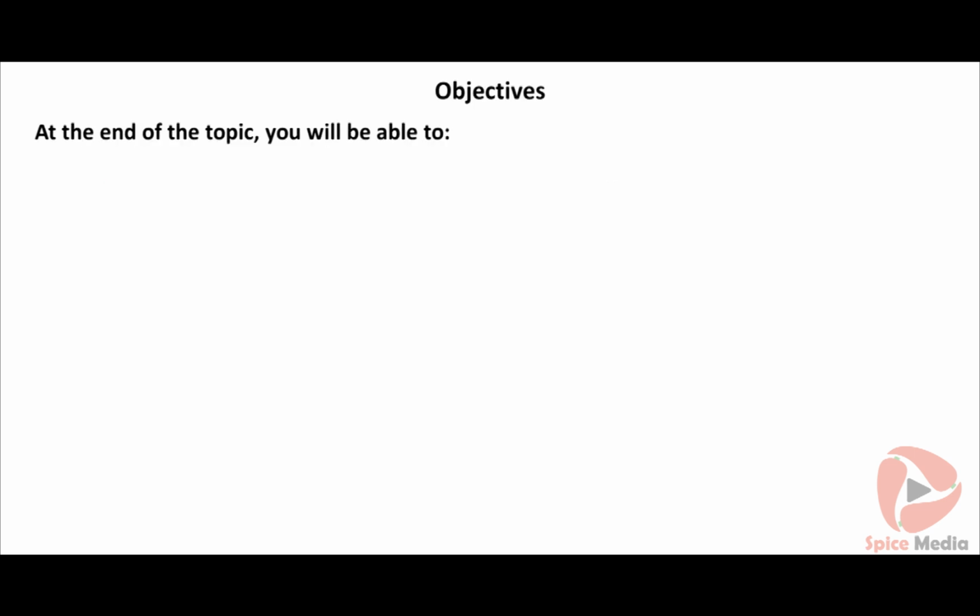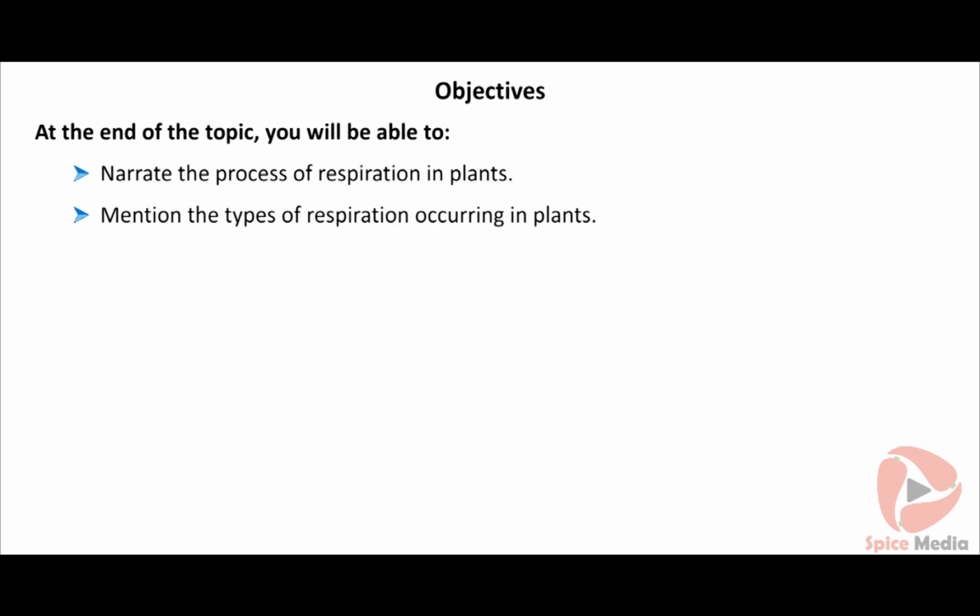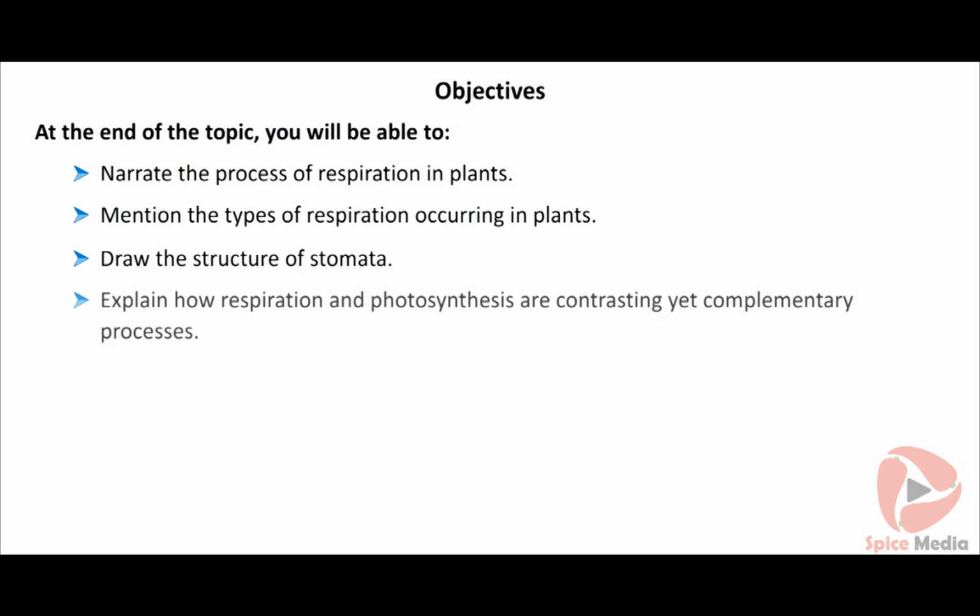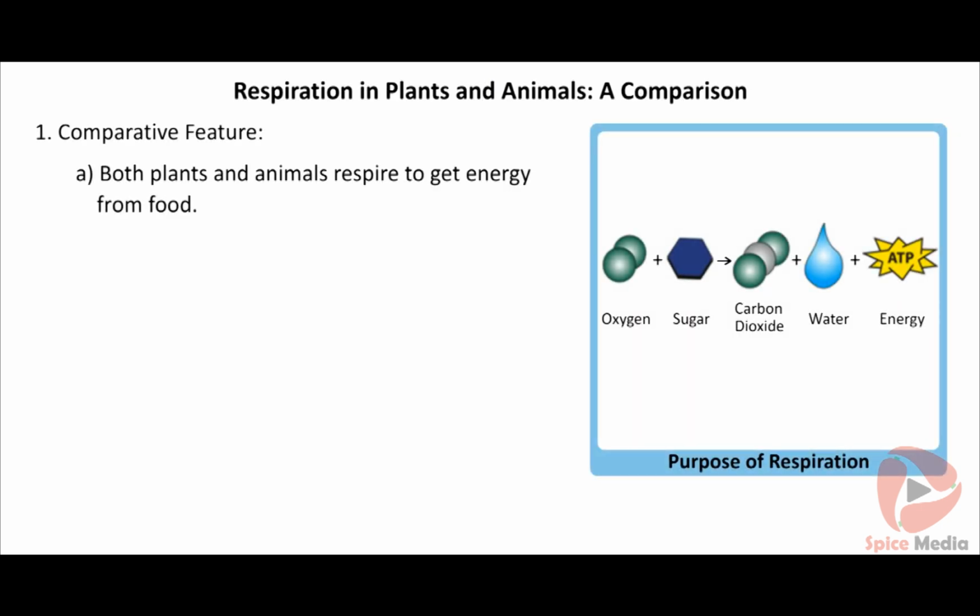At the end of this topic, you will be able to narrate the process of respiration in plants, mention the types of respiration occurring in plants, draw the structure of stomata, and explain how respiration and photosynthesis are contrasting yet complementary processes. Plants, like other living organisms, respire to get energy from food.